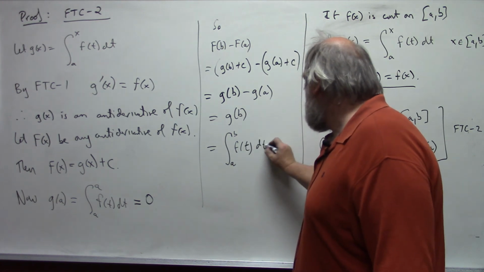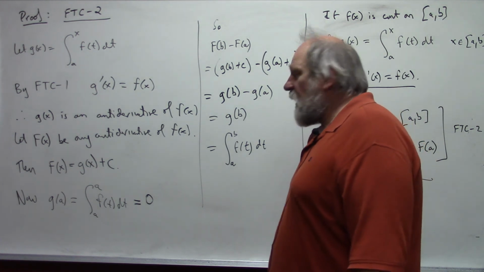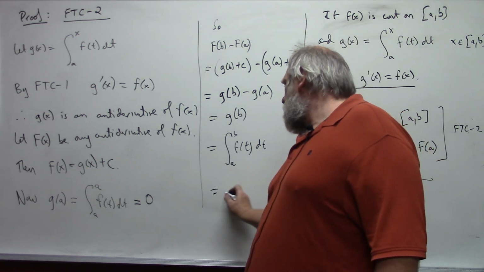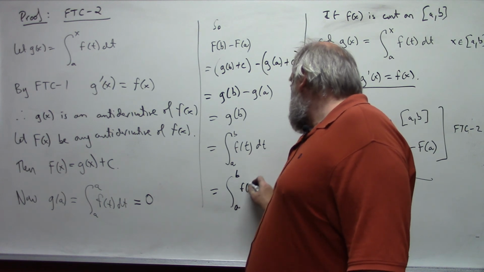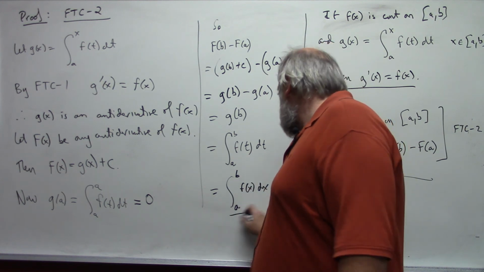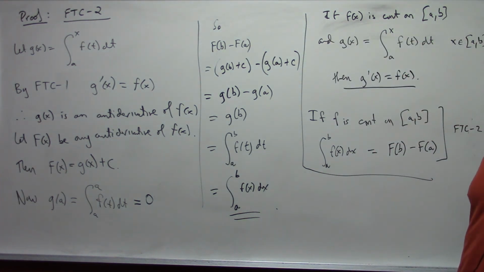Getting ahead of myself. The variable on the inside is called a dummy variable. It doesn't matter what variable we use, and so therefore this is the same as the integral from a to b of f of x dx, which is exactly what I wanted to prove. And so we're done. Very simple, very nice, very elegant, and very powerful.